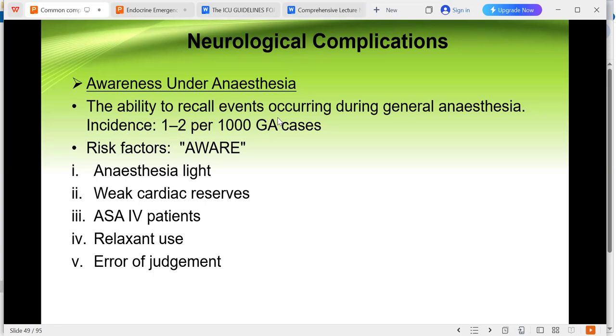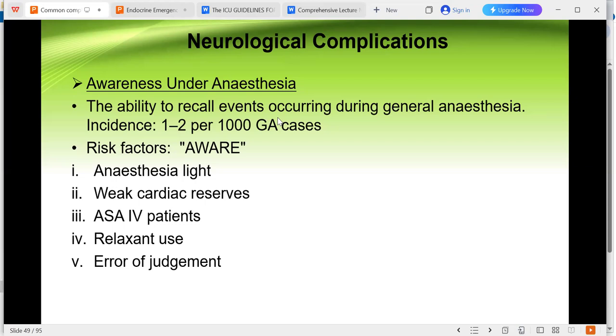So risk factors. I always like mnemonics. AWARE. When the anesthesia is light, under what conditions? Emergencies. You want to, the patient is bleeding.